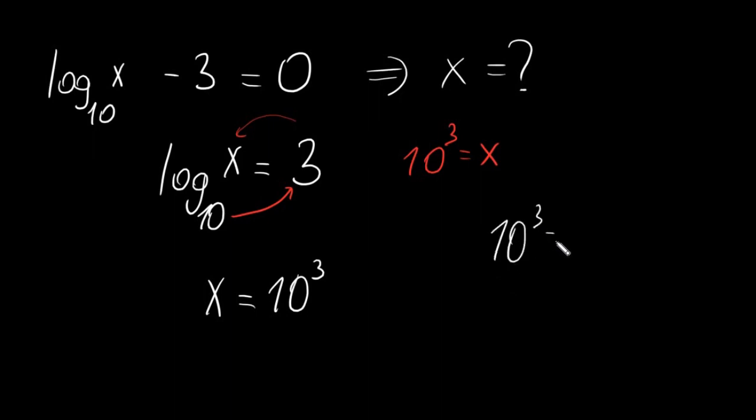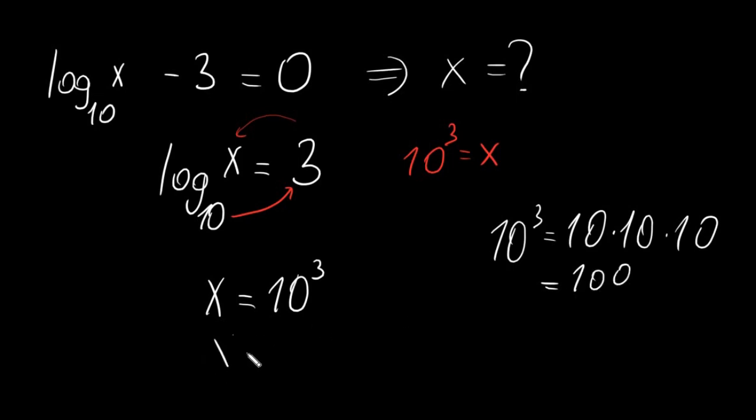And 10 to the power of 3 is 10 times 10 times 10. So that's going to give us 10 times 10 is 100. 100 times 10 is 1000. So x is 1000. X is 1000 is the solution for this equation.